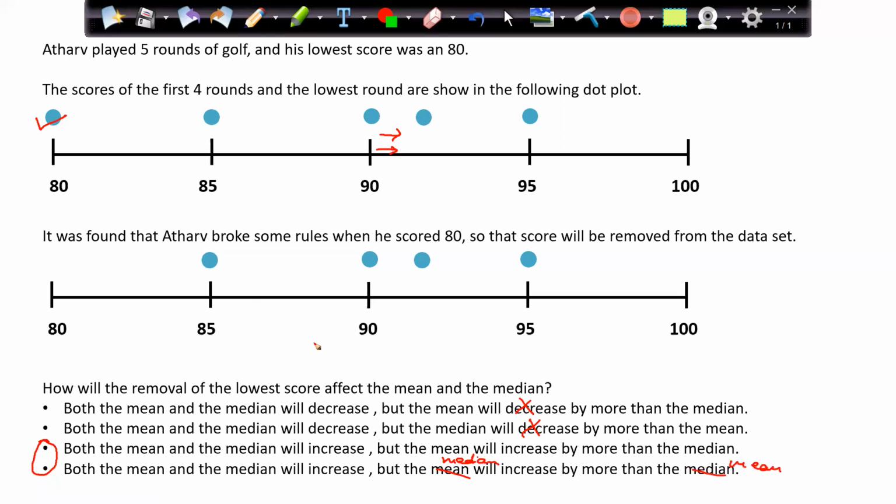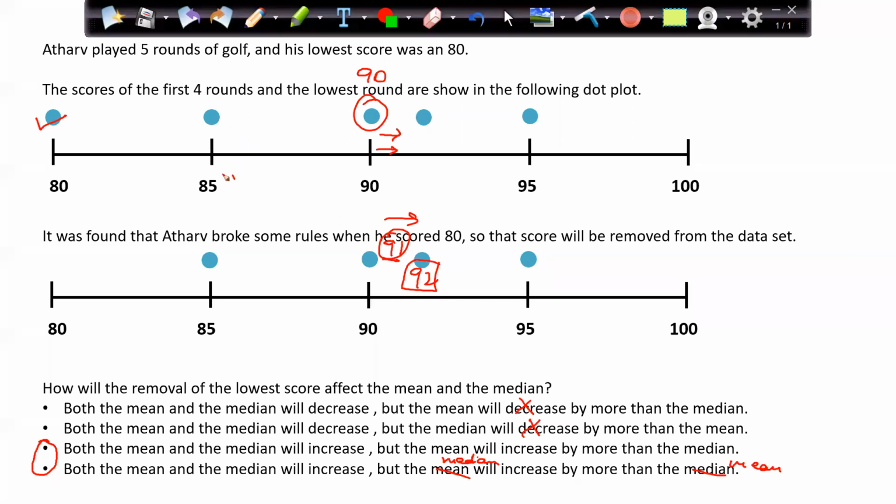Right? Now let's try to see that. Maybe we can do the calculation and give the answer. If I go ahead and check what is my median in the first scenario, 1, 2, 3, 4, 5, the middle value 90 is my median. Now 1, 2, 3, 4, here 91 is my median if I consider this as 92. So obviously my median increased.